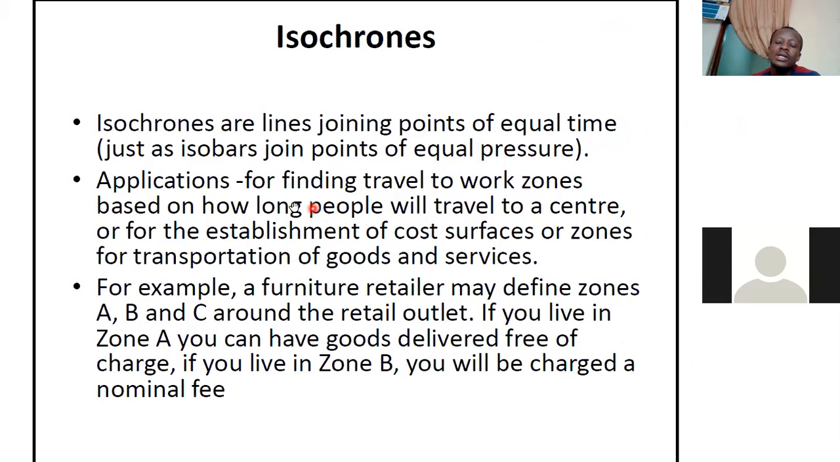So we can look at work zones. Where are our staff coming from? You need to know. Sometimes people don't even care where their staff are coming from to give them rewards. Which staff is more dedicated? We don't even care. So we can establish what we call the cost surfaces.